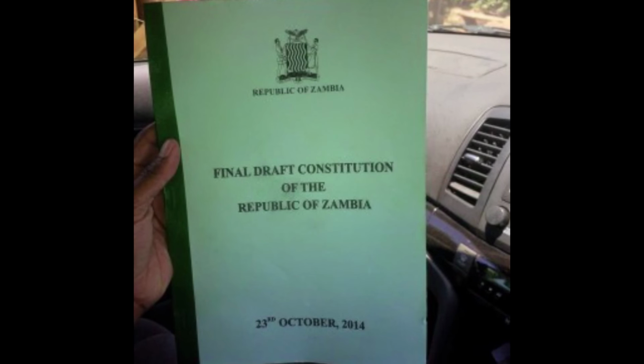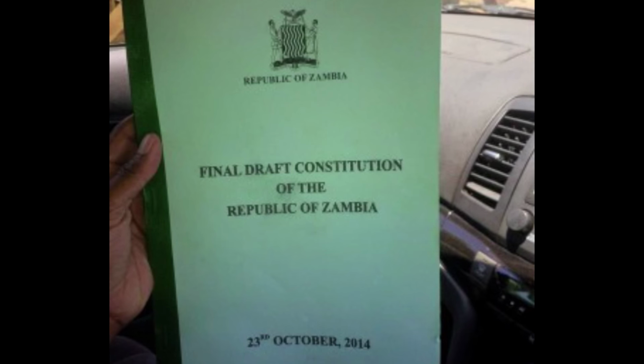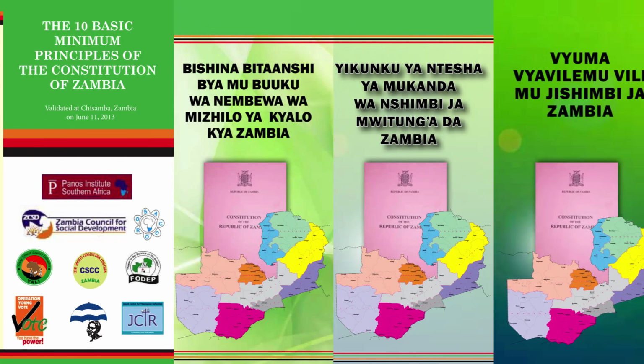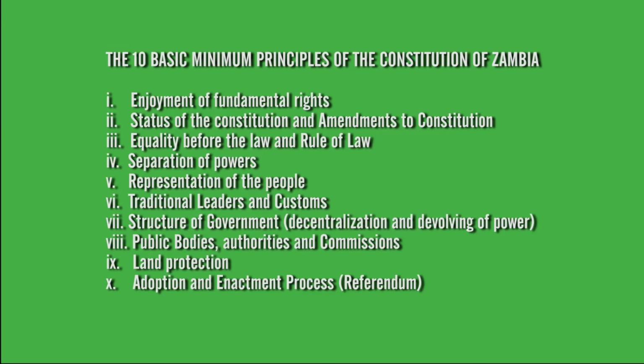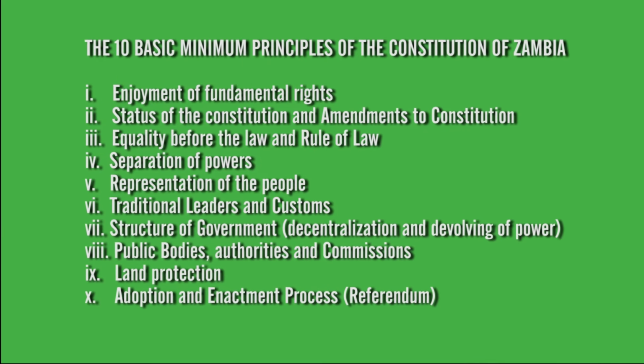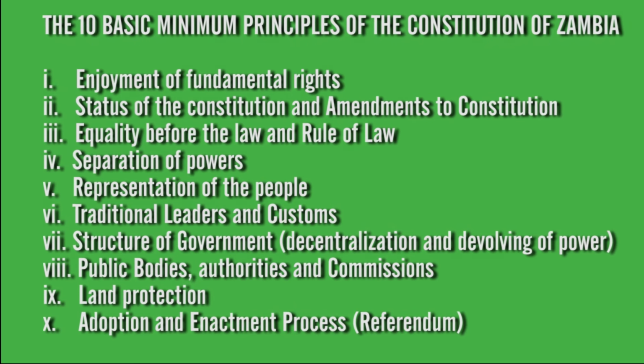This push of the Grand Coalition led to the release of the final draft on the 23rd of October 2014. We only saw the final draft in October, towards the independence celebration last year, and that was also after pressure. The Grand Coalition validated the document against the 10 basic minimums, and the coalition was happy with it as it met more than 80% of the basic minimums.